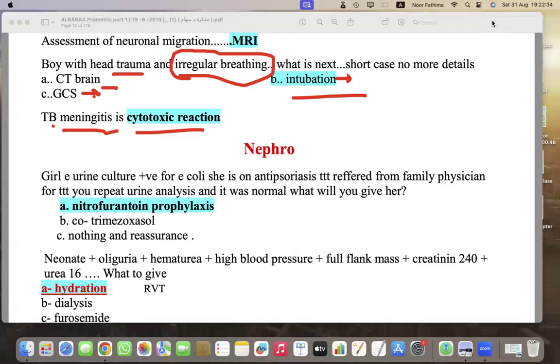But one thing I have observed is that Barra, Prometric, and Naja are both the same. In Barra, more options are given, and in Naja, they directly give the correct answer. So now we have finished with Barra, we will do neuro with Naja, and then we will come back to nephro.